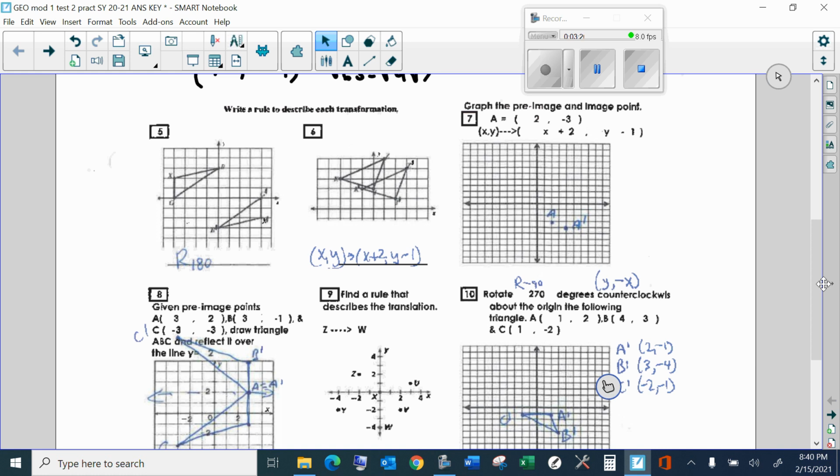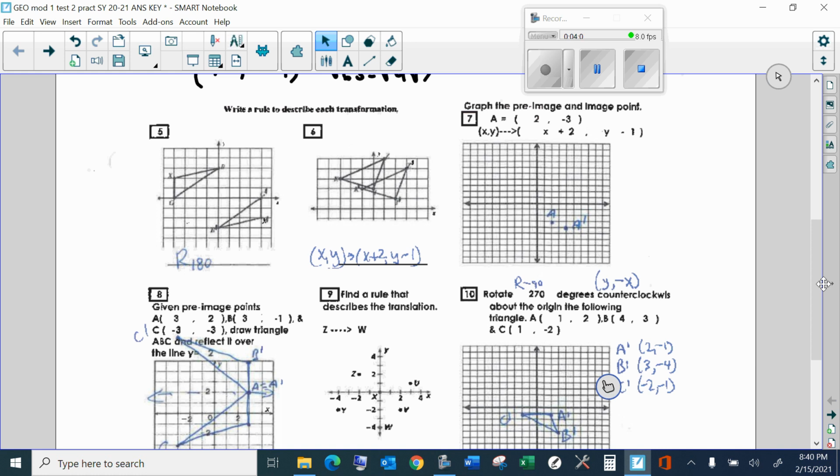All right, here, this is a translation. I could check the orientation. It's the same orientation. And then I can look, okay, how to get from Z to Z prime. Went right 2, down 1. Right 2, down 1. Okay, so I have to always write x comma y maps onto, and then I went x, I went right 2, which is x plus 2, comma, and then y down 1, y minus 1. Remember, that is what a translation rule looks like. You have to write it like this if you want full credit.